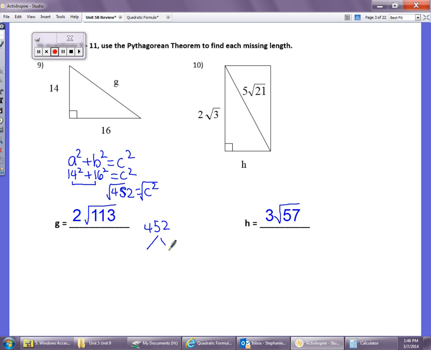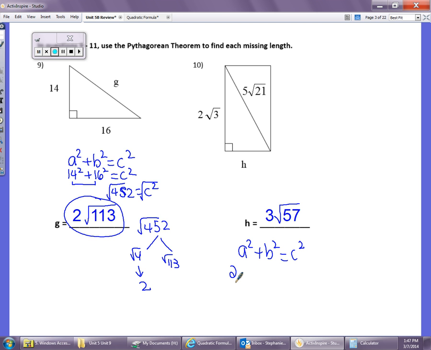452 breaks up to be the square root of 4 times the square root of 113. That gives you 2. So the answer is 2 square root 113. Okay, next one.